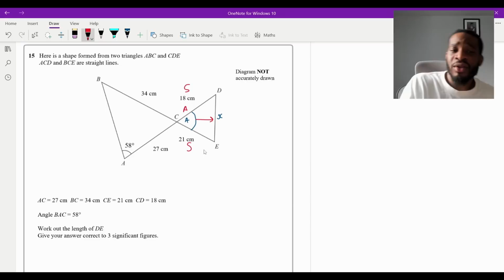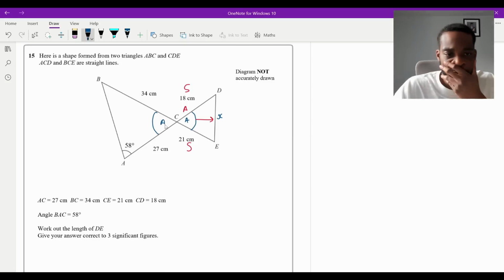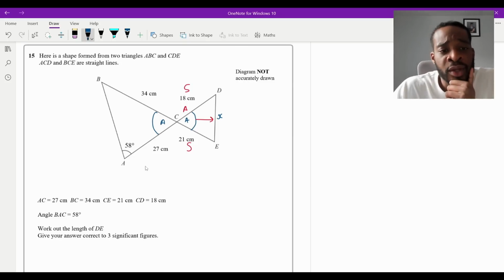Well, there's another triangle on the left, right? Maybe we can use the sine rule somewhere. Now, what can we do? Well, firstly, I've got this triangle on the left here, and I want to calculate this angle here, which is going to be the same as that one because they're vertically opposite. That's one thing to note.